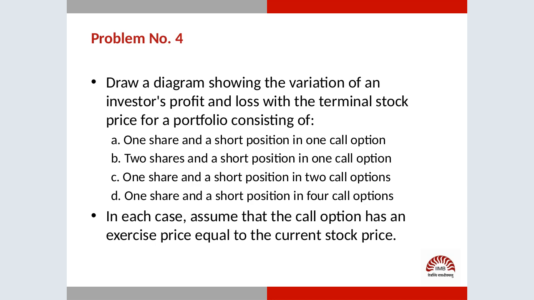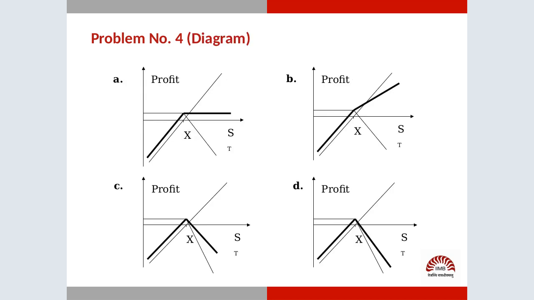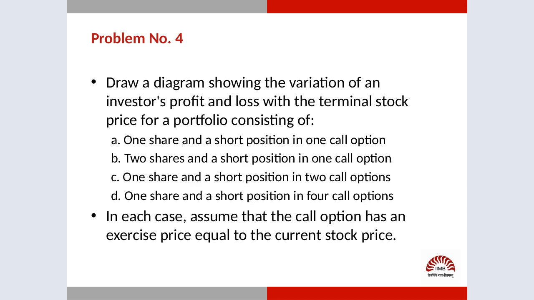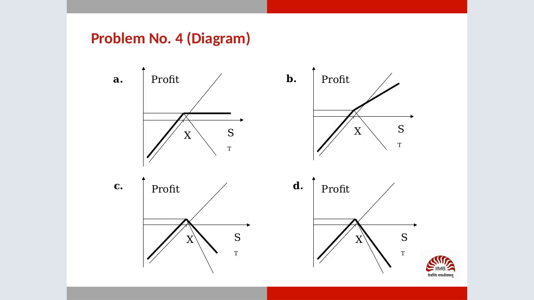I have one share, one short position in one call option; two shares, one short position in two call options; and one share, four short positions in four call options. If I draw this, this is what happens. In the first case, one share, one short position in one call option. So you have the short position in the call option, you have one share in the long spread, and therefore the dark line is essentially the resultant position. The dark line works out to the resultant position, which is essentially nothing but a short put.